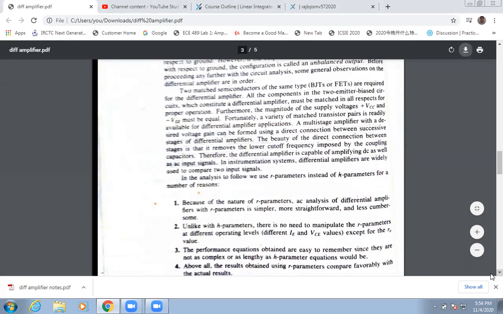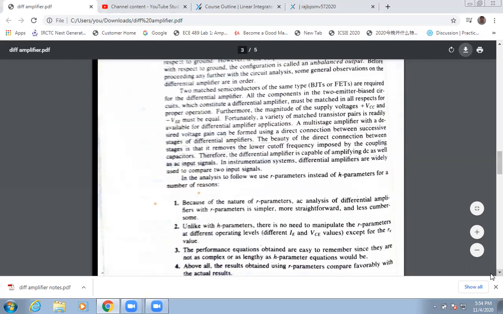Analyze the differential amplifier with different configuration. We have to use R parameter instead of H parameter for a number of reasons. Number one, because of the nature of R parameter, AC analysis of differential amplifier with R parameter is simpler, more straightforward and less cumbersome.